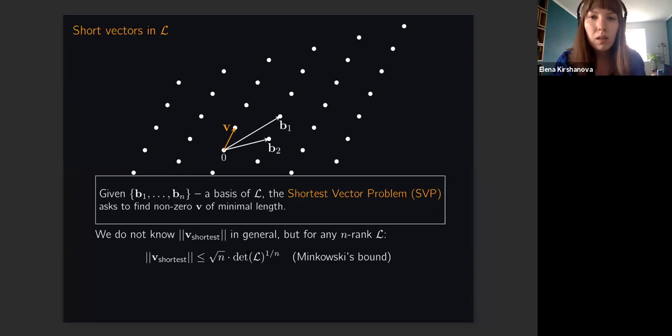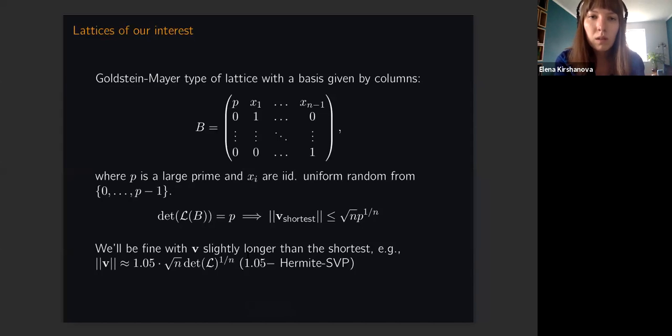So to be more specific, the lattices we are usually working with, and these are the lattices that are, for instance, given in lattice challenges, these are the lattices for which we know the determinant. And for instance, the lattice whose basis I wrote on the slide has on the first column only one non-zero element, which is a big prime p, and the rest is just the identity matrix with the x_i's, which are uniform random elements from 0 to p minus 1. And this lattice, under some definition, looks random, and we know that the determinant of this lattice is p.